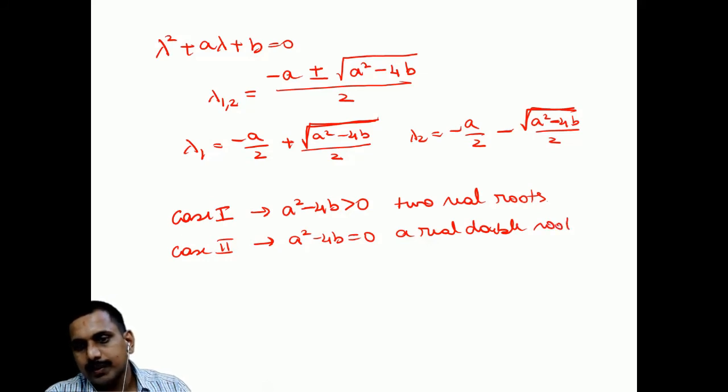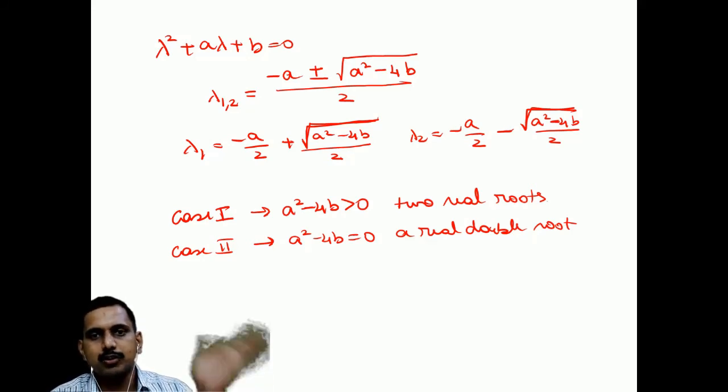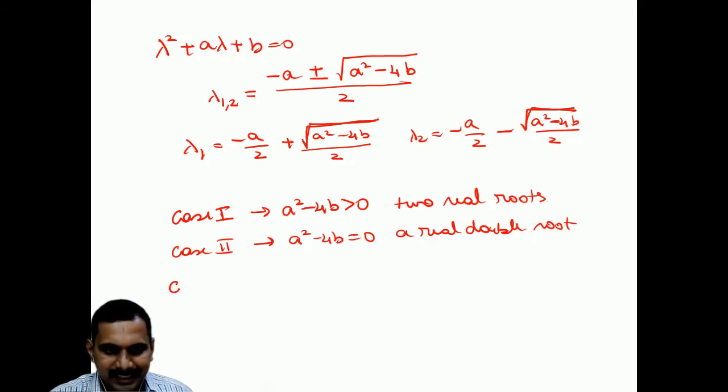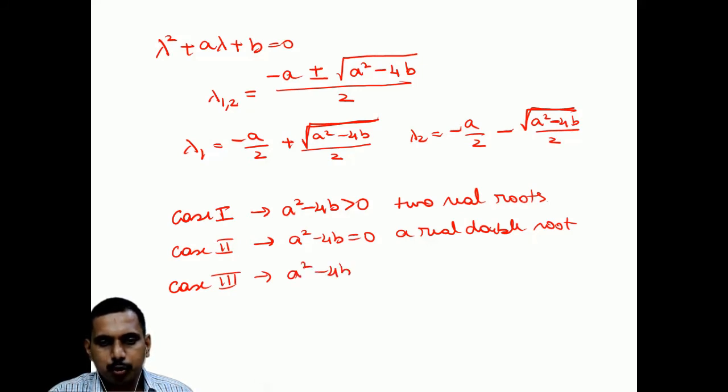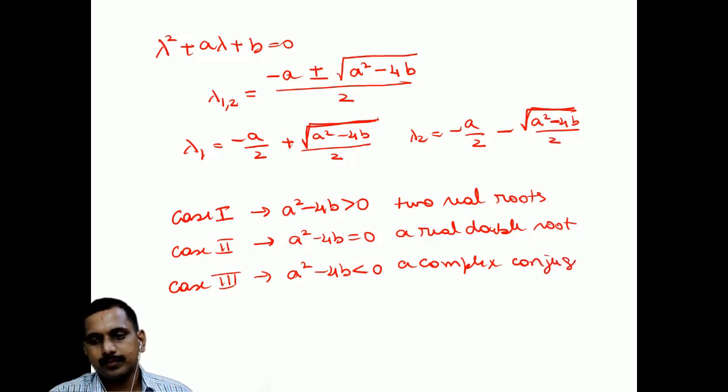What is that equal to? That double root is equal to minus a by 2. Here the square root term goes to 0, so lambda 1 is equal to minus a by 2, lambda 2 is equal to minus a by 2. Next, case 3. Case 3 is a square minus 4b is less than 0. What do you get, students? Complex conjugate roots. Correct, students? So these are the three cases. One by one we will see each of the cases. That's it.